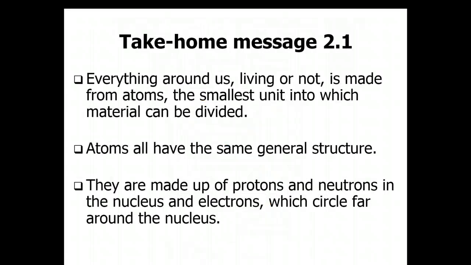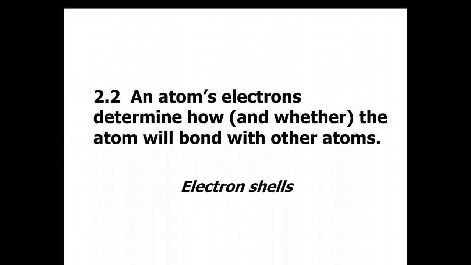So everything around us, living or not, is made up of atoms, the smallest unit into which material can be divided. Atoms all have the same general structure. They are made up of protons and neutrons in the nucleus, and the electrons, which circle around the nucleus. So the atom's electrons determine how and whether the atom will bond with others. And these are the electron shells, as I was making reference to before.